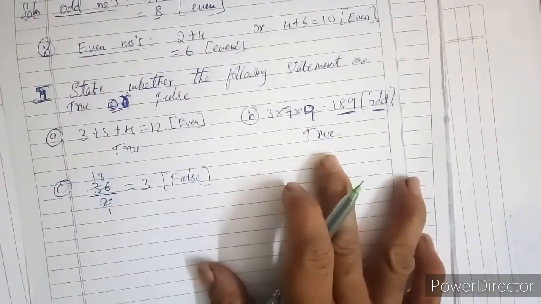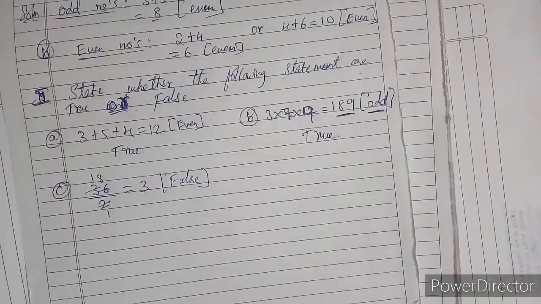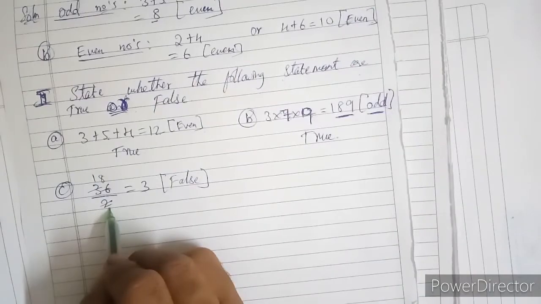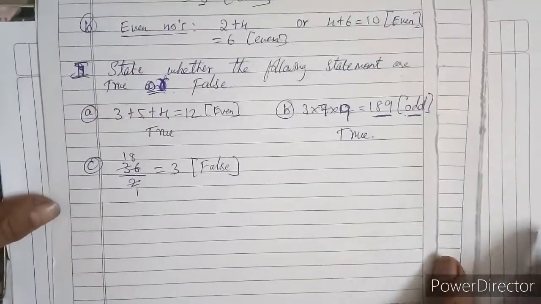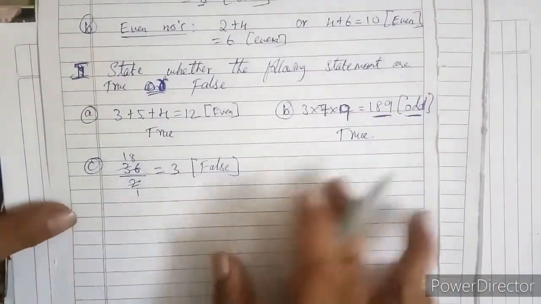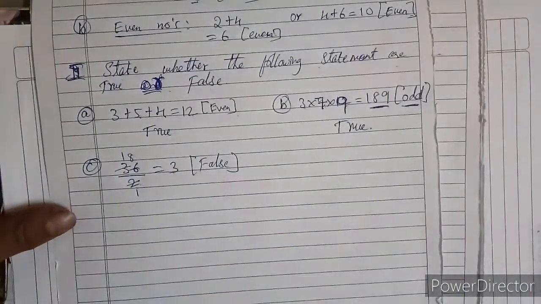One more. And 2 is also not an odd number. We are not getting that. Okay. So next question, I will go to the next main.